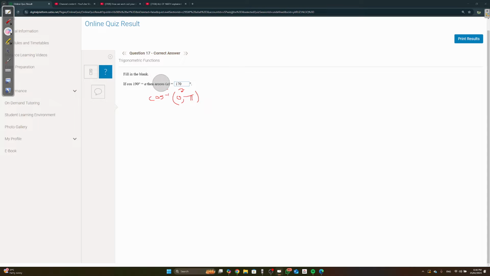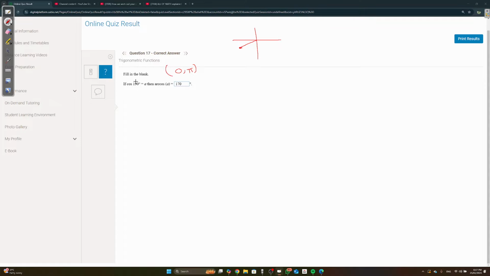So, is it correct for you to use 190 here? No. Pi is 180. What someone's going to do is take it as 190 degrees here. Why is that wrong? Because you can't have greater than 180 in cosine inverse. It will always give you an answer in the range between 0 and pi.